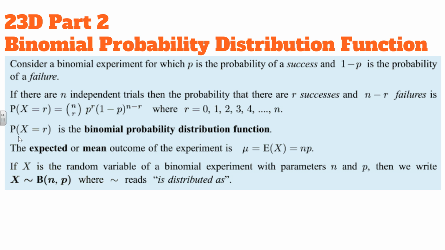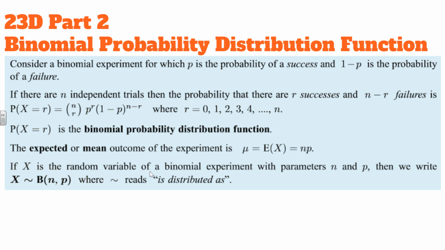And when we do that, we say the probability that x equals r is referred to as the binomial probability distribution function. Because if we plug in the n, the p, and the r values, we can then go ahead and find the probabilities for that particular value. The mean, or the expected value of the outcome, E of x, or mu, is equal to n times p. And therefore, we can define the random variable.